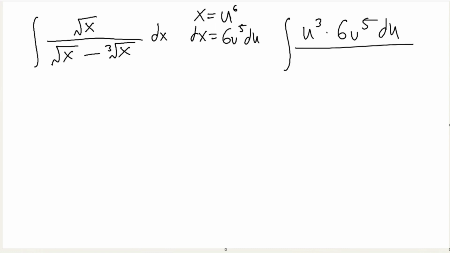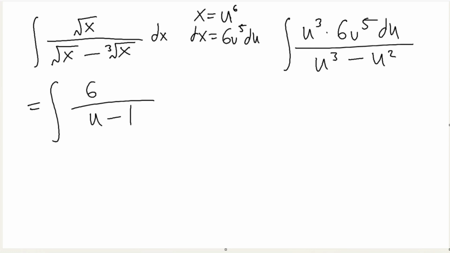And then here, u cubed minus u squared. Simplify it. This just cancels out u squared. So we get u minus 1. 6, that's u to the power of 8 minus 2, u^6 du. Oh god, we have a very long answer.